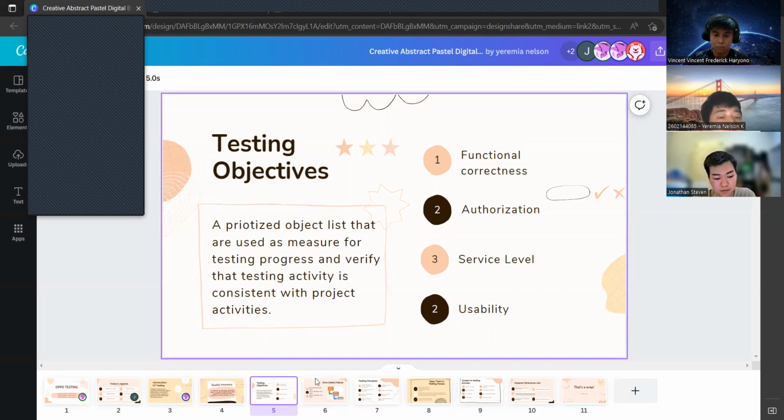The second one is authorization. Authorization is verification that action and data are available only to required users with correct authorization. And the next one is service level. It is about the system having verification that it will support the required service level of the business. And the last one is usability. It is about the system having to fulfill the level of usability that is required.